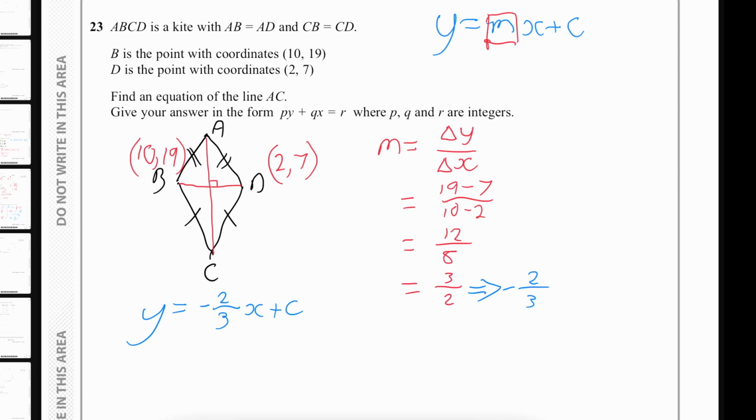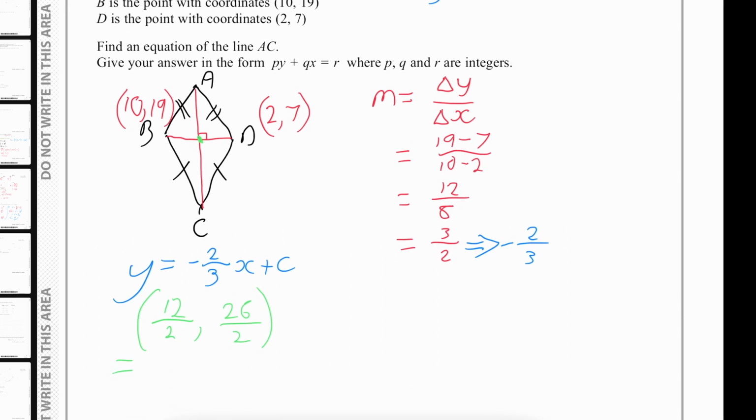We know that this coordinate over there is halfway between B and D. That's testing your knowledge of a property of a kite. In order to find that midpoint, we're just going to take my two x values, add them together, so I get 12, and divide that by 2. And my second coordinate, I'm going to take 19 and 7, add that together, we get 26, divide that by 2. So a coordinate that we can use now is 6 and 13.